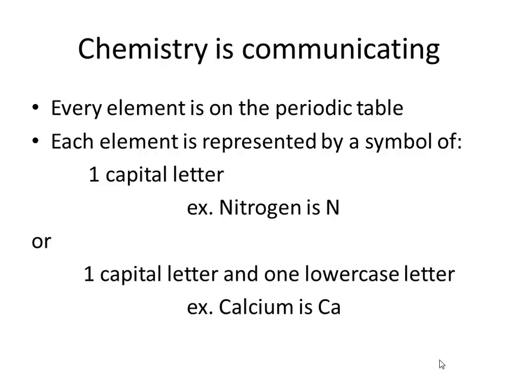Chemistry is communicating. This is something you guys are going to want to record. All of the elements are on the periodic table, and each is represented by a symbol. The symbol can be one single capital letter, such as nitrogen. The chemical symbol for nitrogen is the letter N, capital N. Or it can be a capital letter and a lowercase letter, like calcium is Ca, uppercase C, lowercase a.